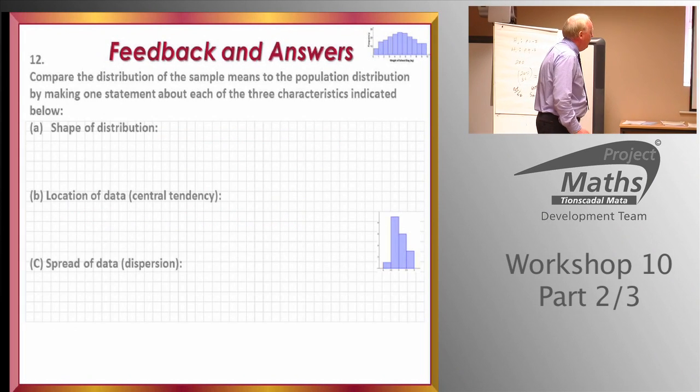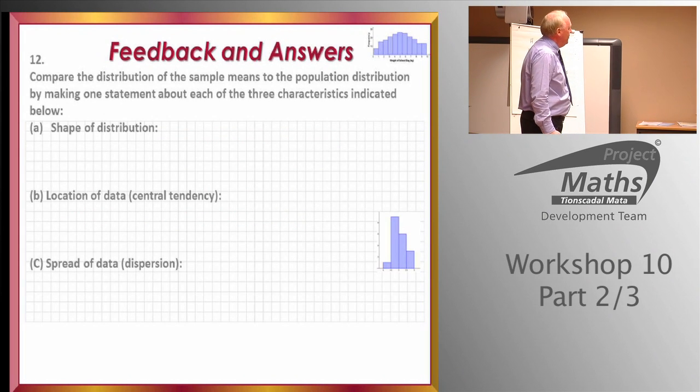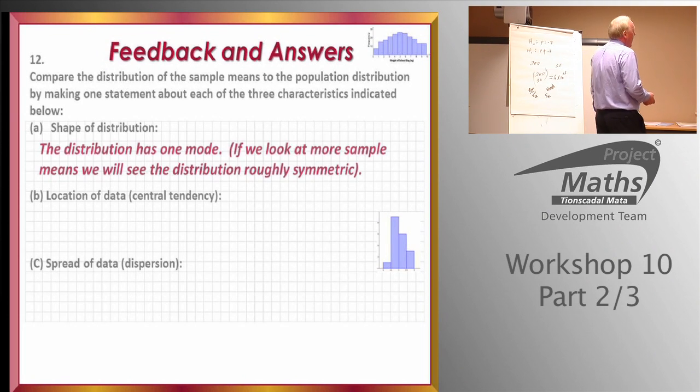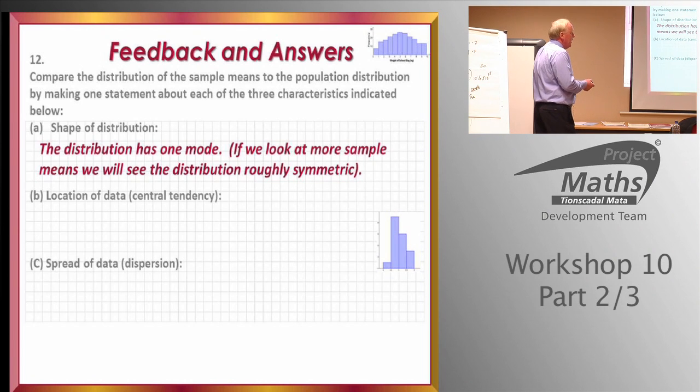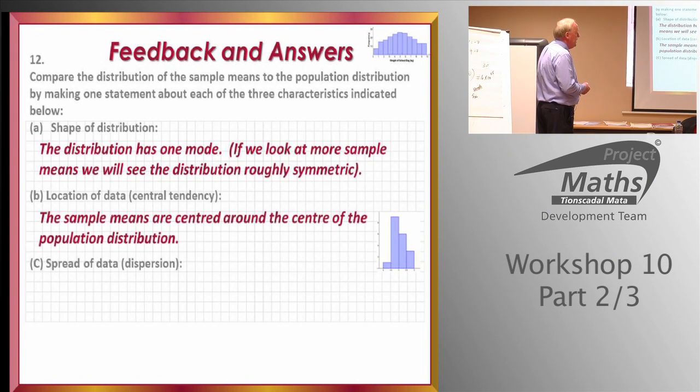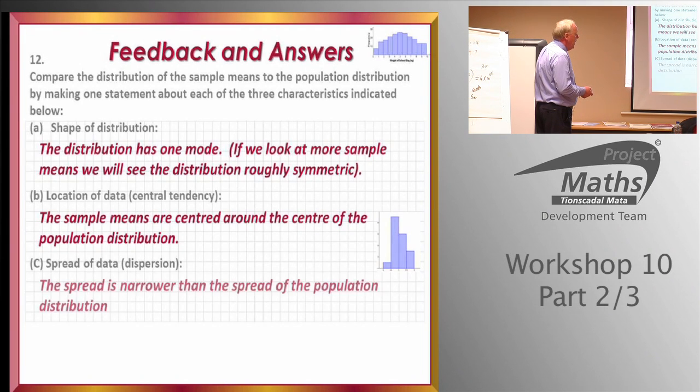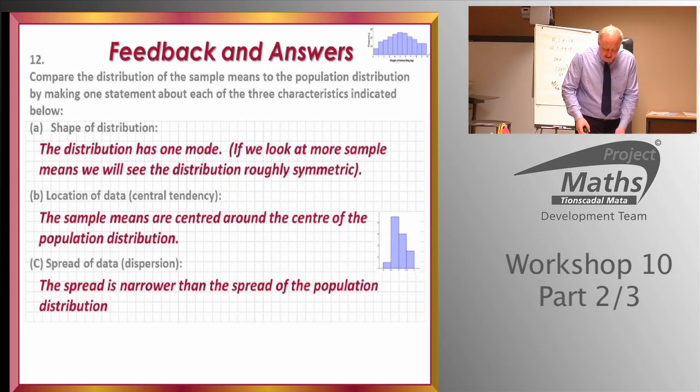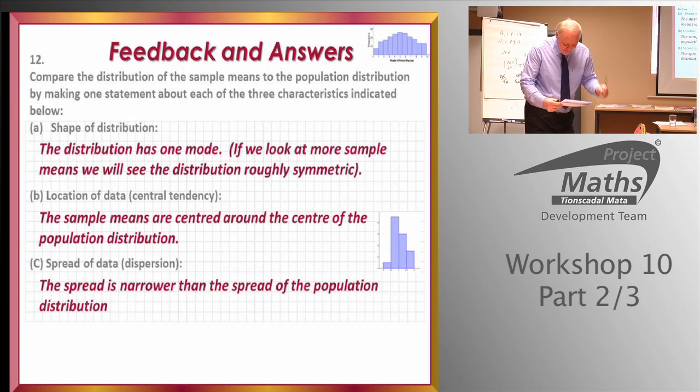We won't bother with that. Number 12 is only talking about the shape of the histogram you drew. The distribution has one mode. If we took more samples, we'd see it is roughly symmetric. The sample means are centered around the center of the population distribution, and it's much narrower than the spread of the population distribution. All of this we can get back from page 5.